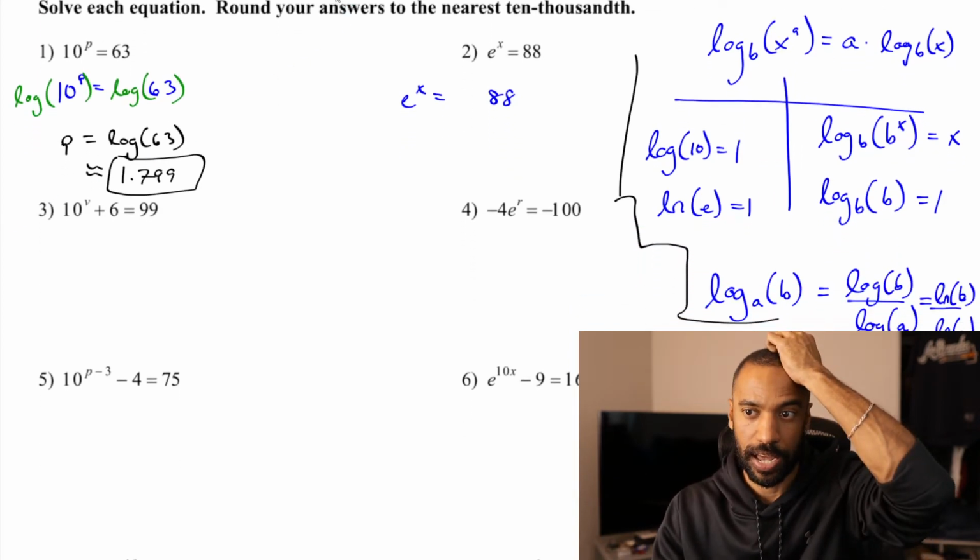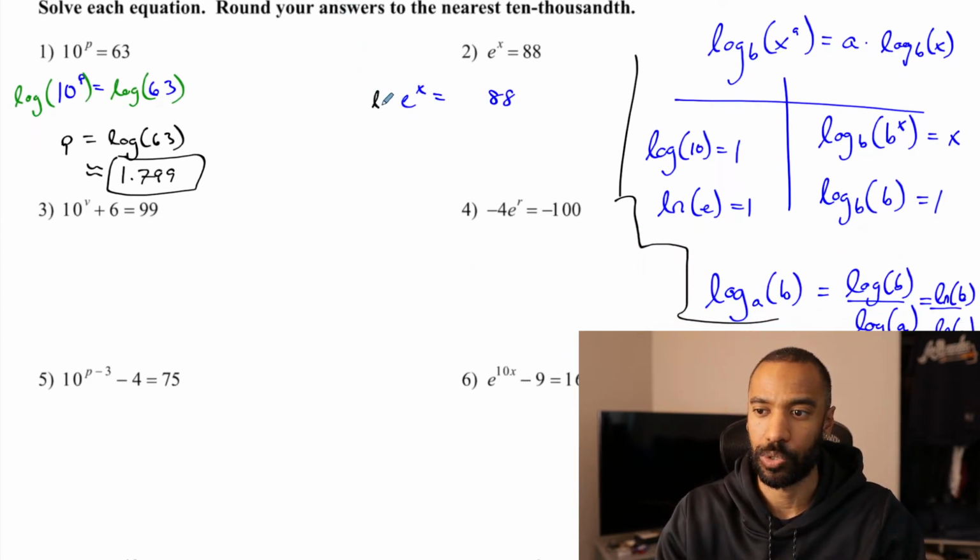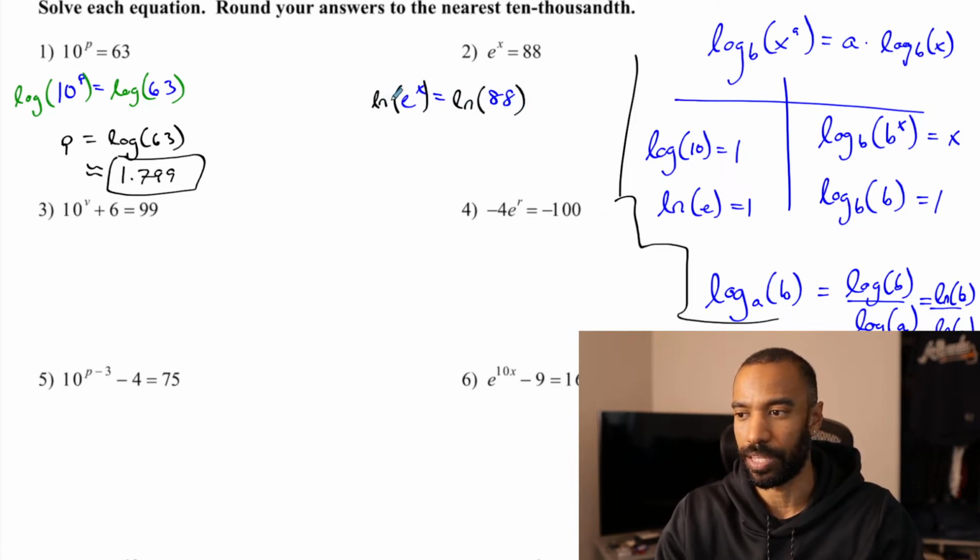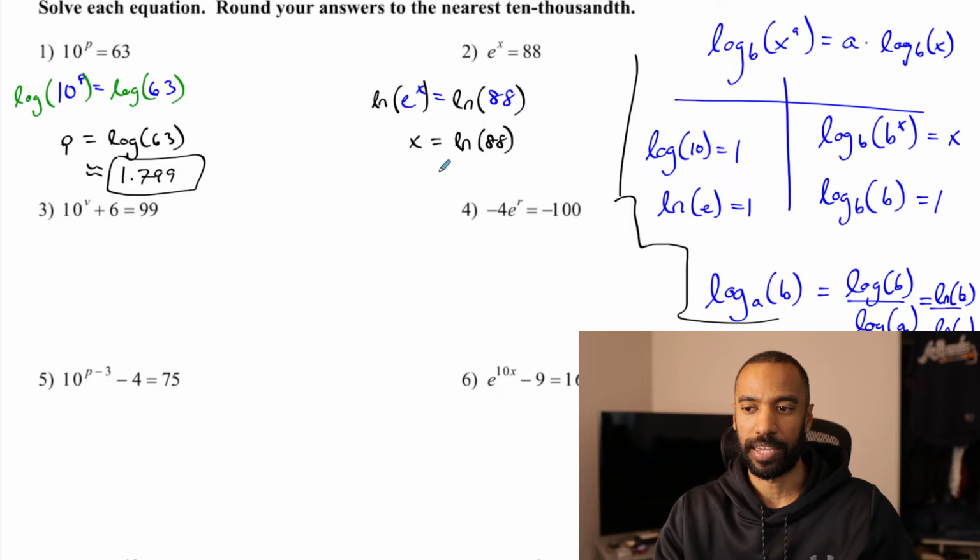So I do want to not just log both sides, I want to natural log both sides, because that'll ultimately rid the e completely. Natural log of e is 1. Log base e of e to the x is x. I will just be left with an x here. And here I have natural log of 88, which will be my exact answer.